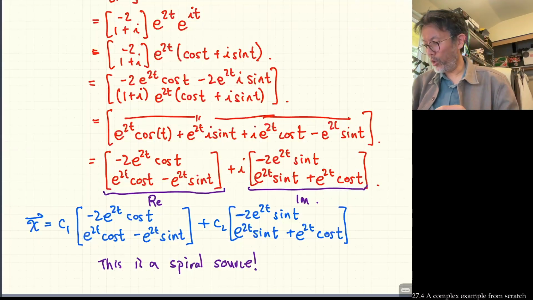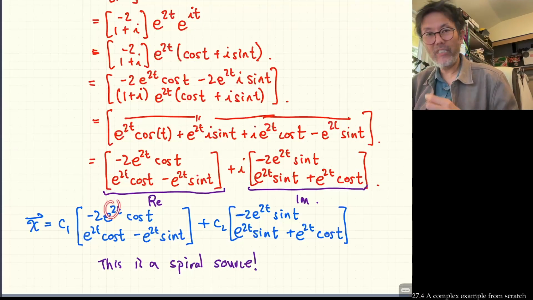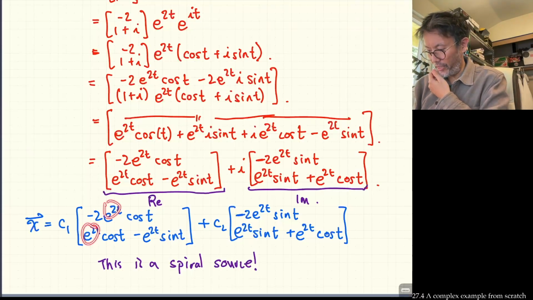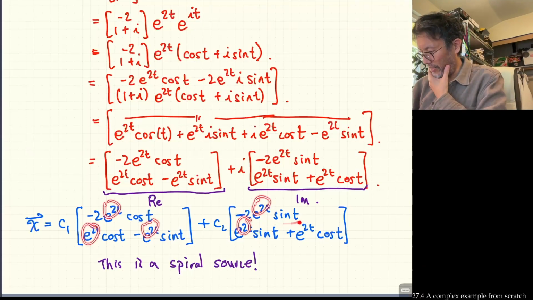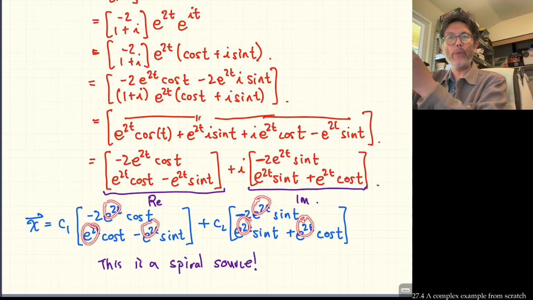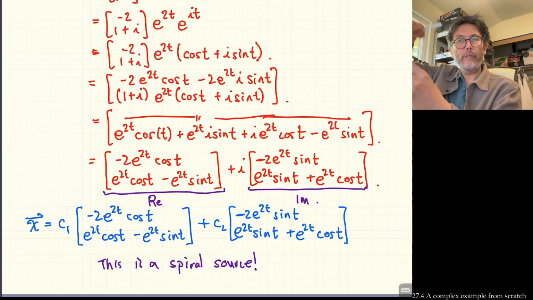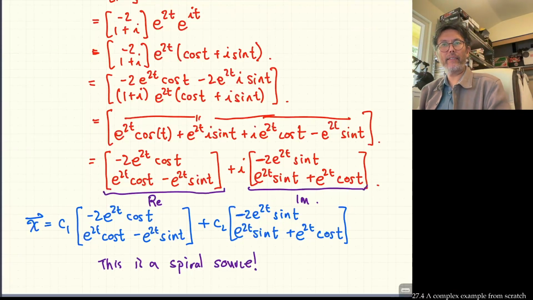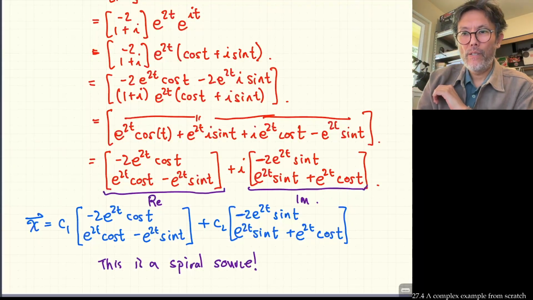If that 2 were negative 2, if this was negative 2, here, and there. If that was a negative 2 there, then we would be spiraling in. We'd have exponential decay on x. Okay. That's enough. Bye.